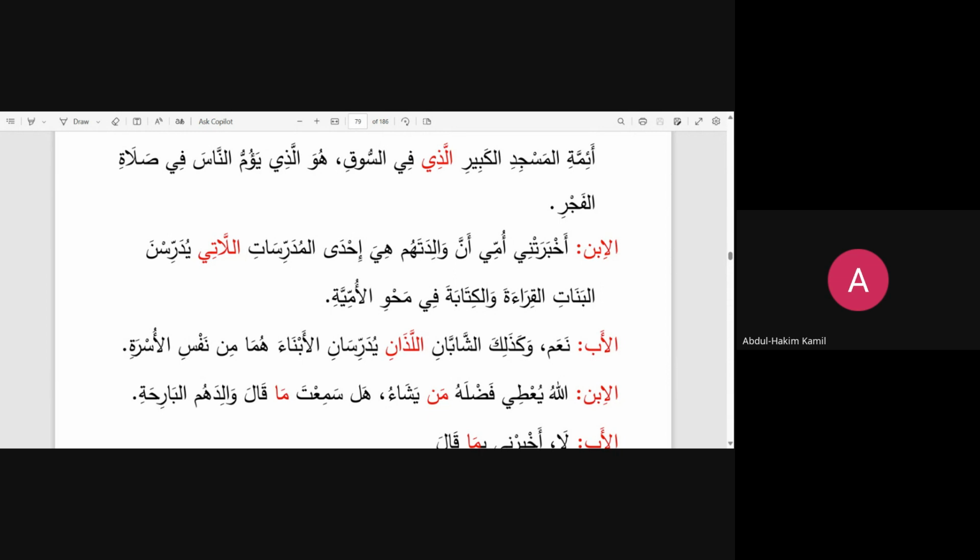She teaches the girls reading and writing at mahwil ummiya. What does mahw mean? What does maha yamhu mean? It means to wipe away. What does ummiya mean? Ummiya is illiteracy. Wiping away illiteracy means teaching people to read. Mahwal ummiya, to wipe away illiteracy, means a school that teaches reading and writing. That's the name of the program, removing illiteracy.